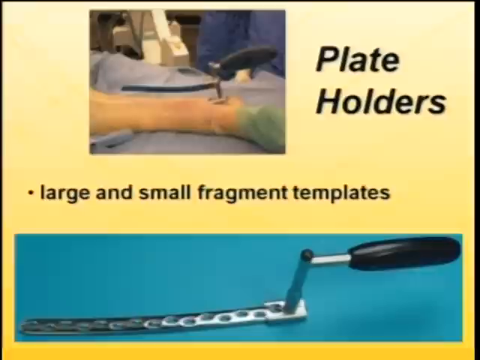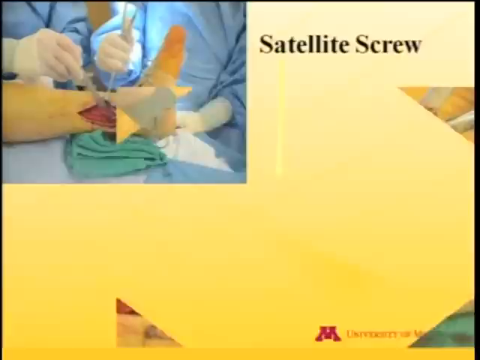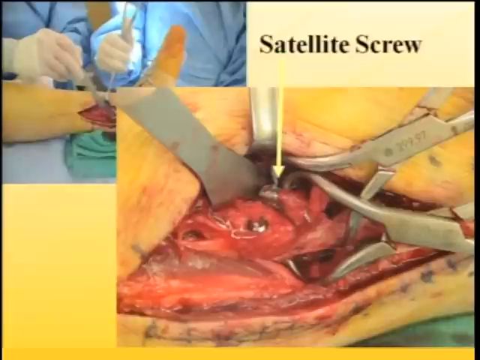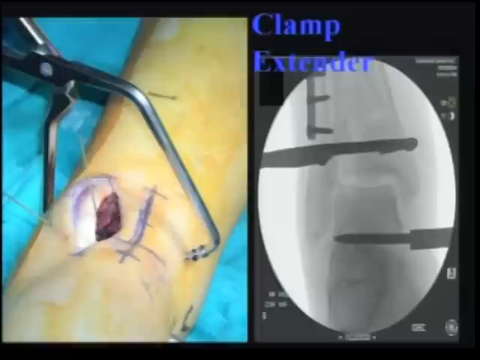Plate holders are also helpful, as you can manipulate in multiple planes. Satellite screw, which allows you to place a clamp on a bone so it's not constantly sliding off so that you're grinding the soft tissues. This is a clamp extender, which I use. It's just a simple percutaneous screw that you can apply a Weber or a quad clamp to so that you're not crushing the soft tissues.